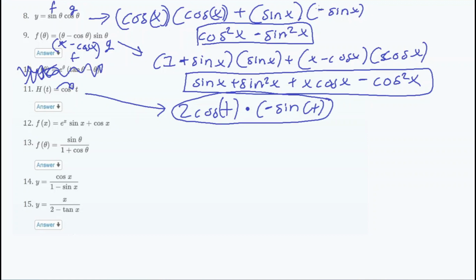And now we're going to skip number 12 as well. That's also kind of the same thing. We're going to move on to quotient rule ones. So we have number 13. Remember, the top is f, the bottom is g.